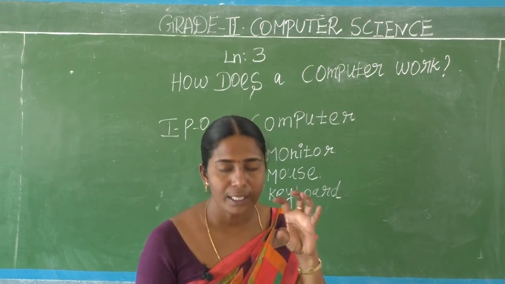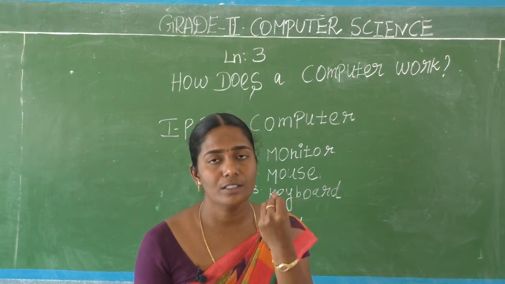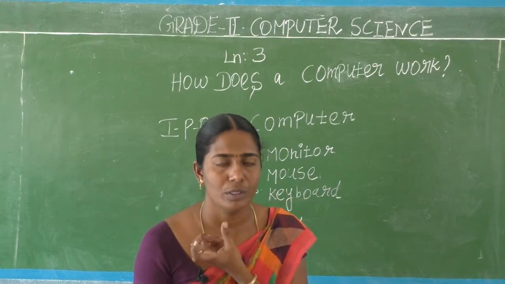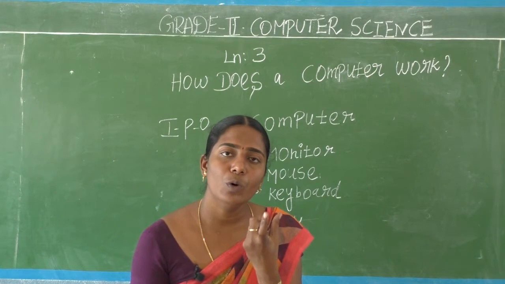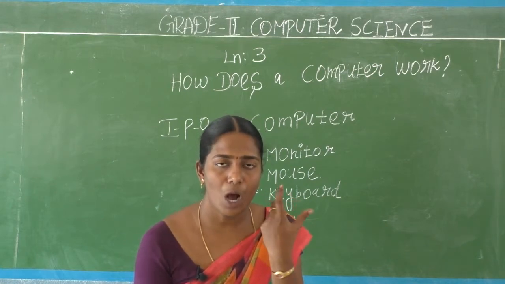See here, these three steps together, it is called the IPO. What do you mean by IPO? I mean input, P means processing, O means output.